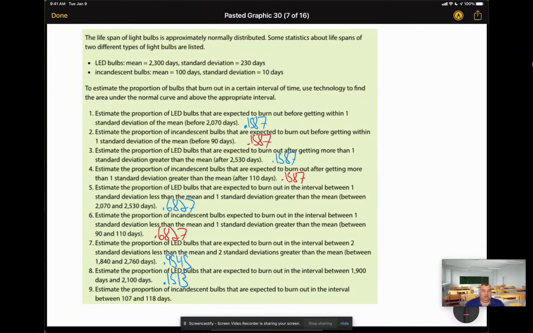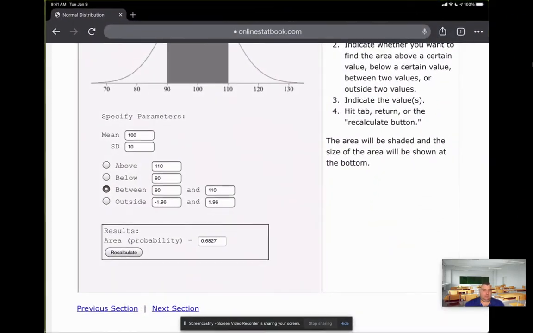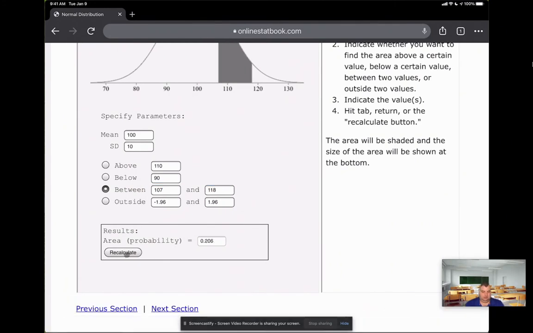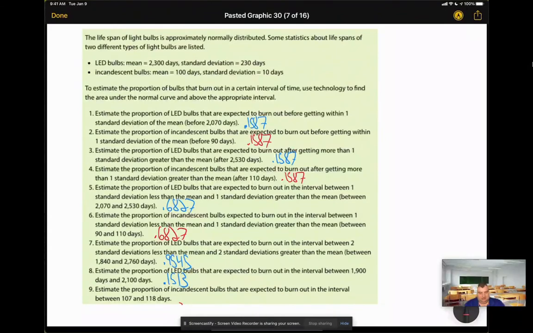Okay. And then the last one is number 9. We want to estimate the proportion of incandescent bulbs that are expected to burn out in the interval between 107 and 118. So between 107 and 118. And we get an answer of 0.206. Okay, so again, to find proportions or probabilities using the normal distribution, we're going to use that normal distribution calculator that was in the notes. And that is it for this lesson.